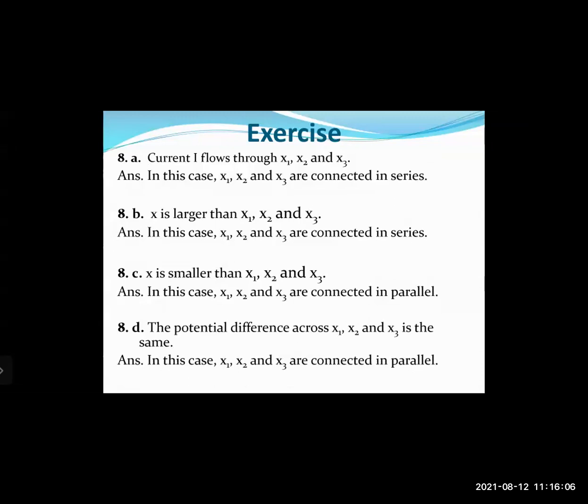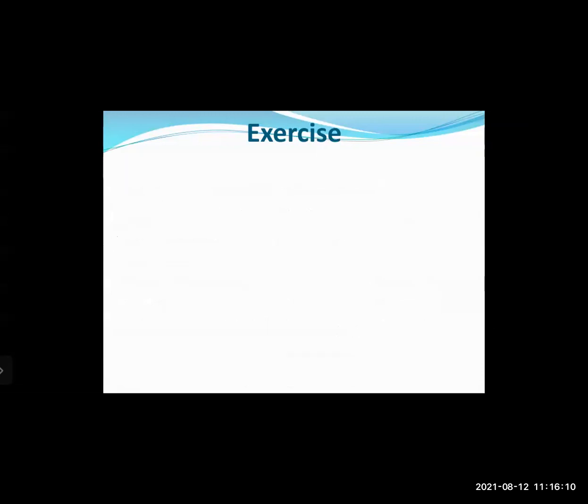You can take a screenshot of the screen so that you can write down the answers. Then next question. Now, in this case, we have X equals X1 plus X2 plus X3. What is X? Effective resistance. What is X1? Resistor R1. X2 is the resistance R2. X3 is resistance R3. In this case, you can see they are getting added up together. This happens only in a series combination. So in this case, X1, X2, and X3 are connected in series.